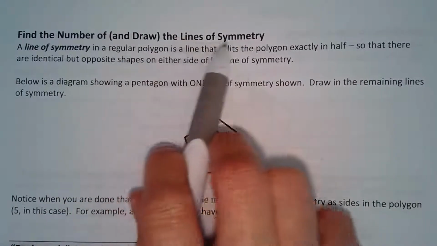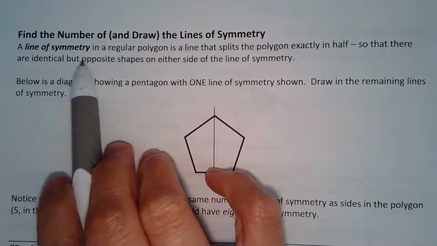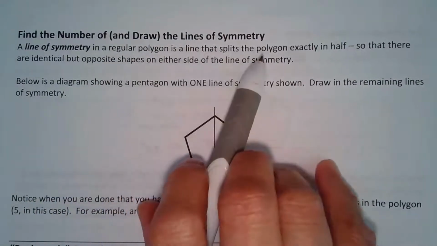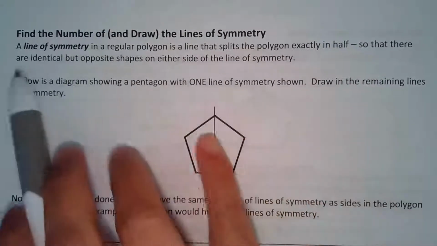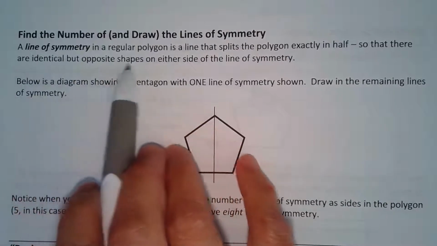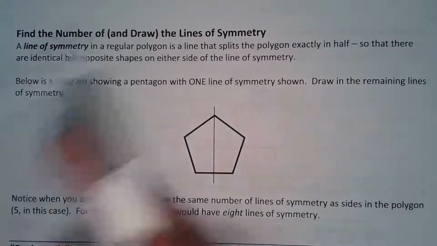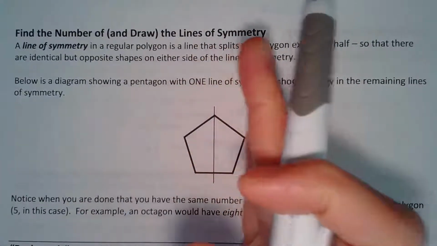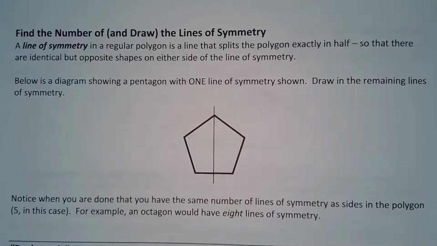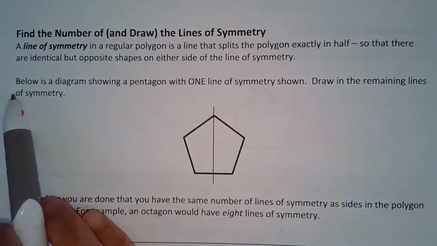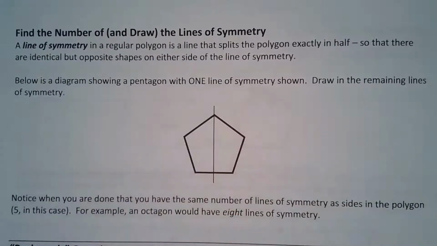Okay, what are the lines of symmetry? A line of symmetry is a line that splits the polygon exactly in half so that there are identical but opposite shapes on either side of the line of symmetry. So it's like cutting the shape in half, and then there is a mirror image on each side. Below is a diagram showing a pentagon with one line of symmetry.